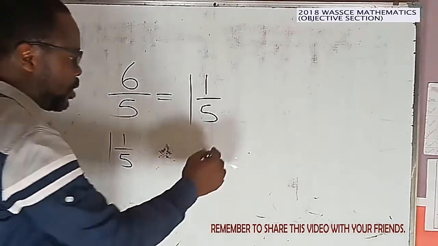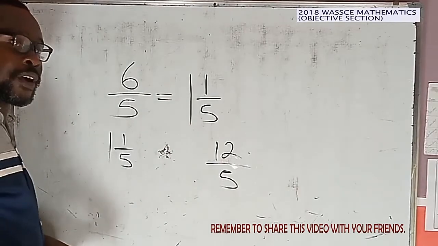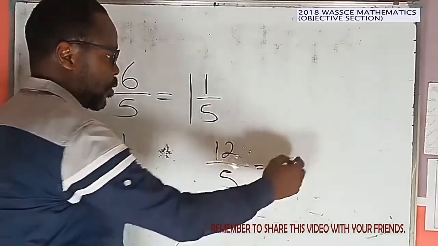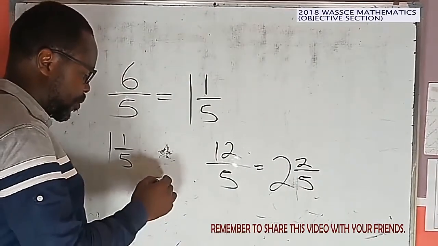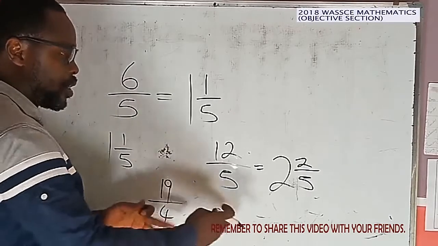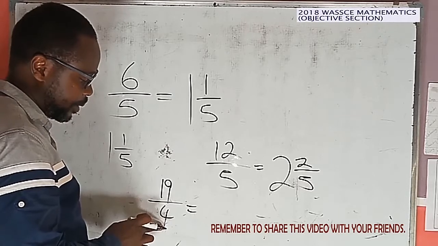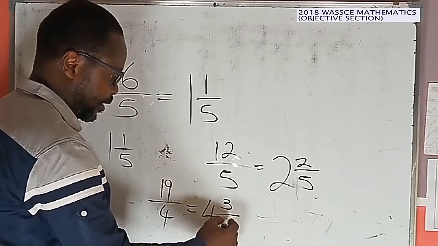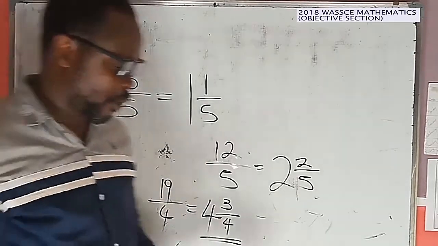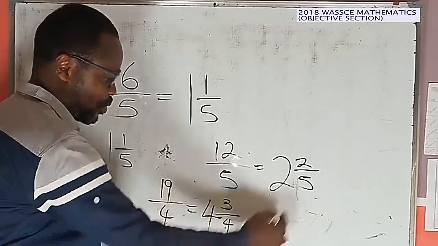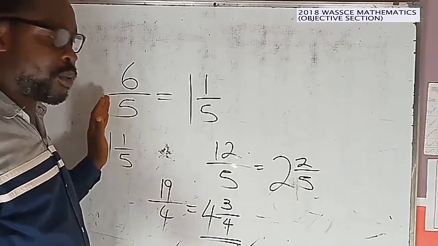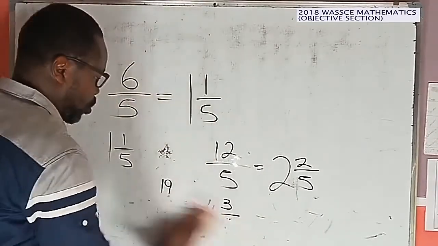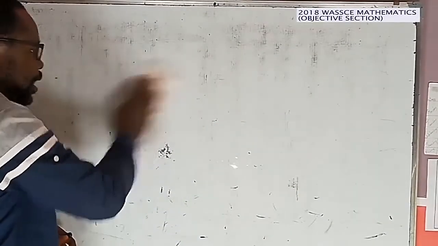Other examples of that could be 12/5. 5 divided into 12 is 2, then of course 2 is remaining, all over 5. So assuming we have maybe 19/4 to convert to a mixed fraction, in this case 4 divided into 19 should be 4, and what is remaining is 3/4. I hope you've understood how we got 6/5 to be 1 1/5.